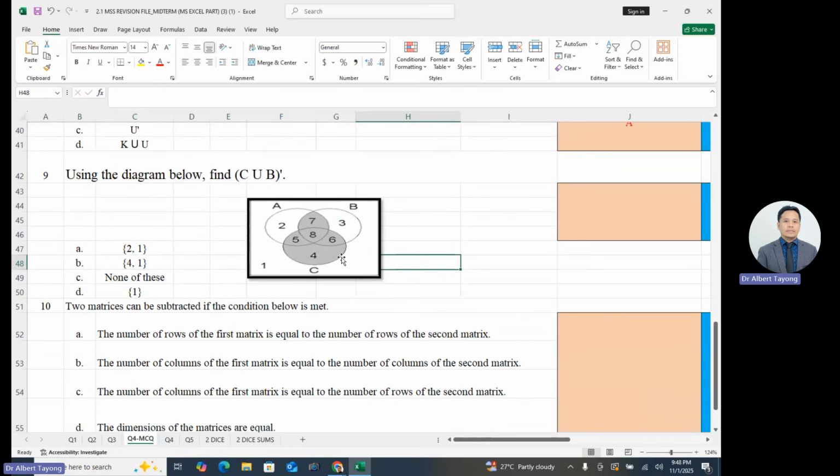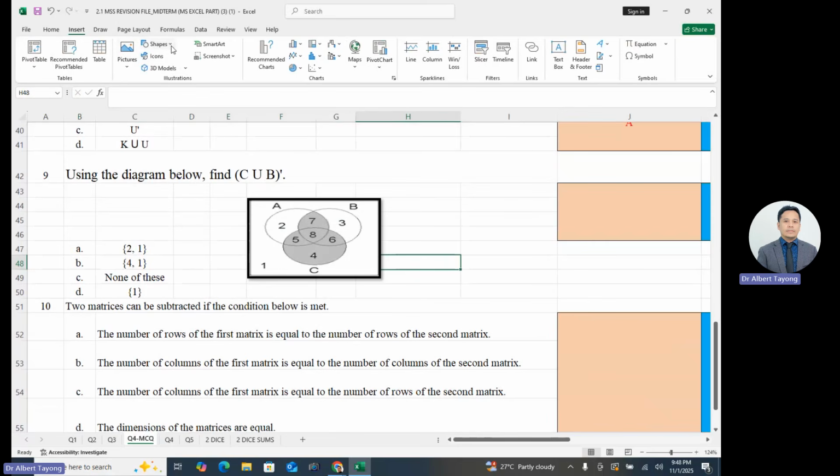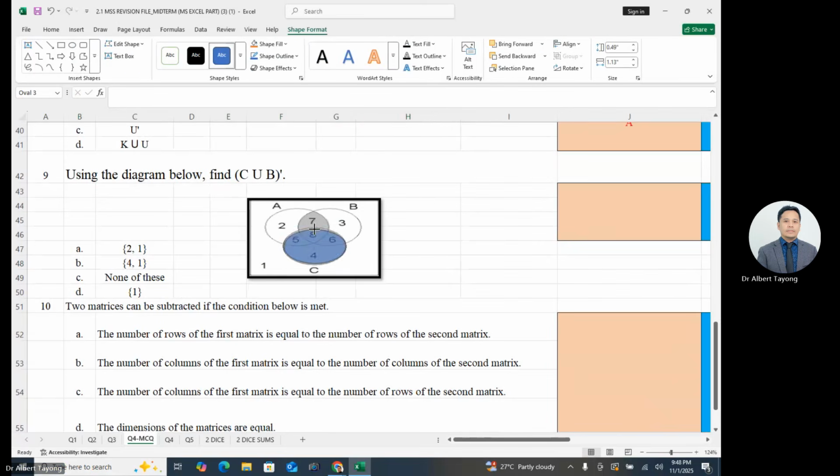Okay, here we're going to find the complement of the quantity of the group C union B. It means that we're going to delete, because complement outside means not. So we're going to delete C and B.